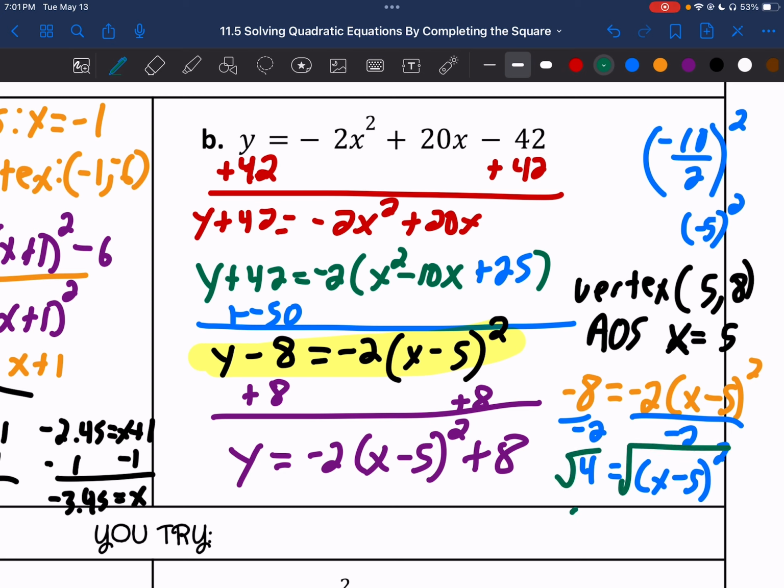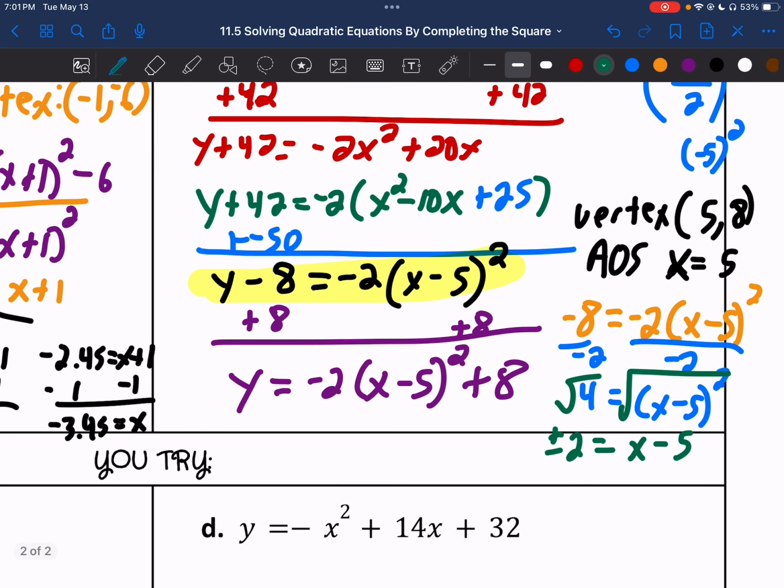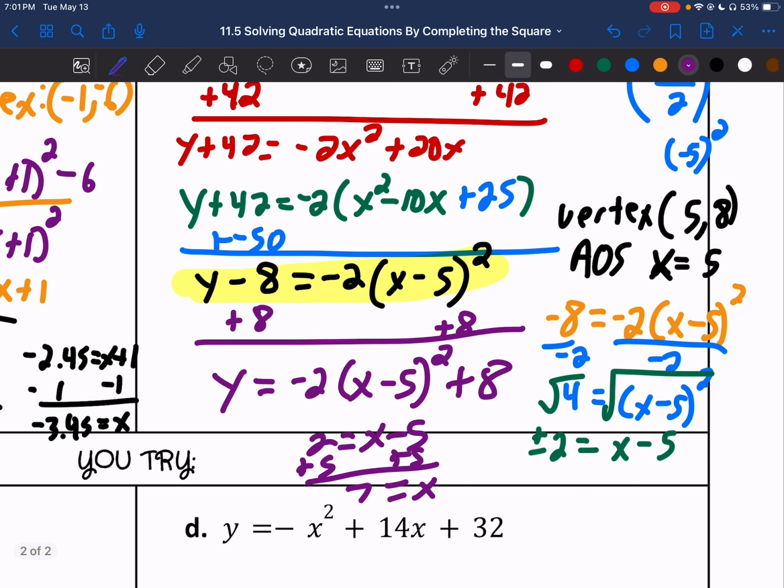Square root of both sides. We got 2 equals x minus 5 plus or minus 2. And so if we split our two pieces, we've got 2 equals x minus 5. Add 5 to both sides. 7 equals x. Or if we go the other way, we've got negative 2 equals x minus 5. Add 5. Negative 3 equals x.